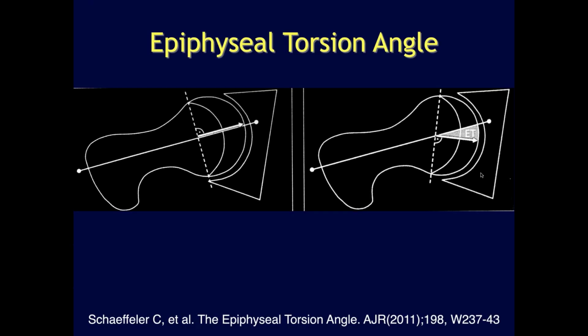Another torsion angle is the epiphyseal torsion angle, which we already talked about when we talked about slipped capital femoral epiphysis, where you draw a line along the center of the neck of the femur, and then you draw a line basically through the center of the epiphysis, and you get this angle between the two. If this is greater than 20 degrees, it's typically an indication that you have a slipped capital femoral epiphysis. When this happens, you often get hypertrophic bone formation at the margins of the growth plate, which can lead to impingement, especially superiorly or anteriorly superiorly.